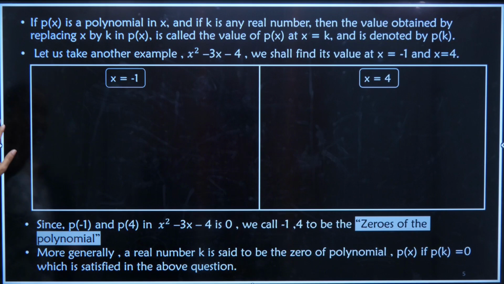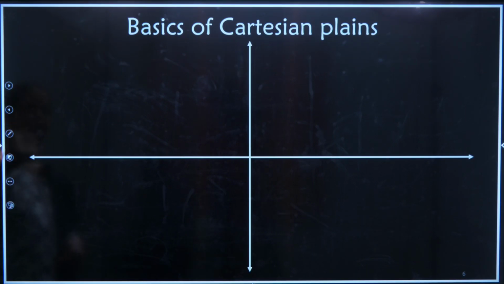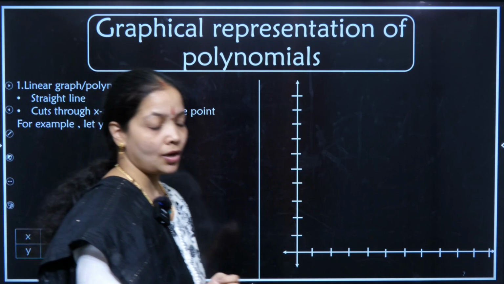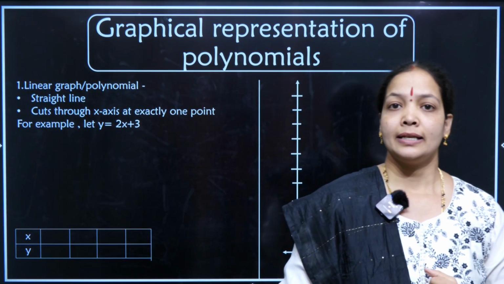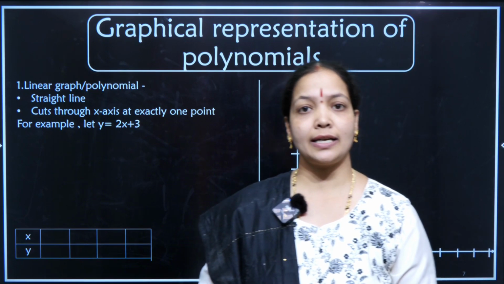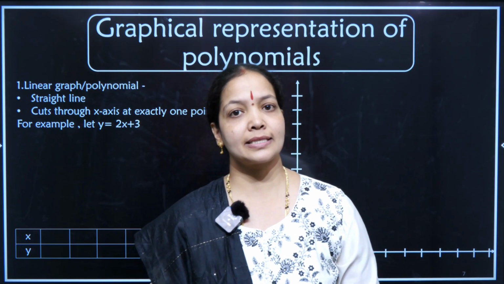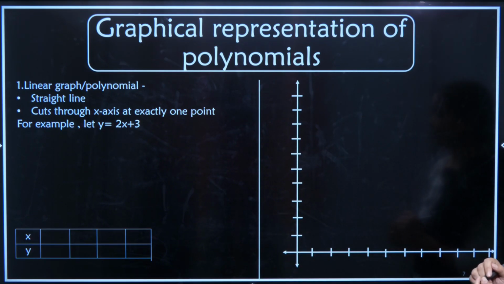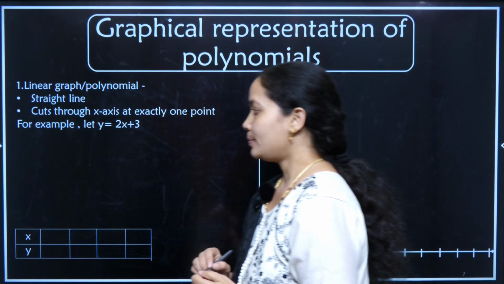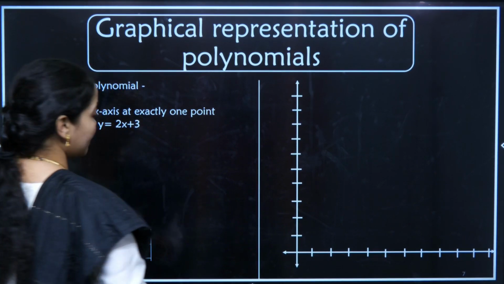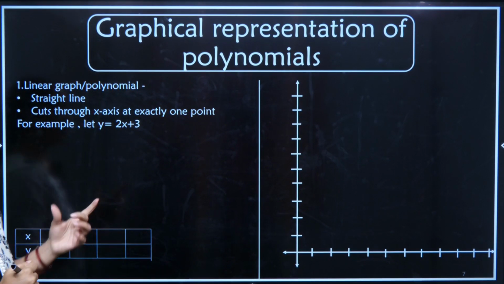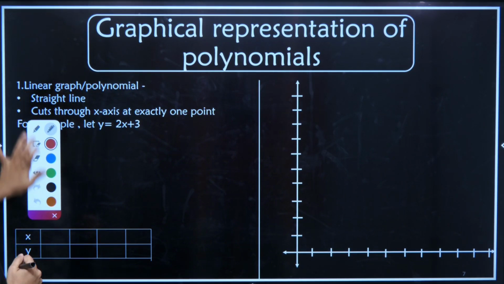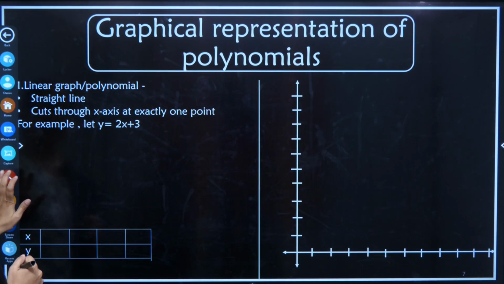Moving on to the next content of the chapter. The next content is graphical representation of polynomials. Before this, why did we take the Cartesian plane? In order to make your basics clear, simple and easier. Let us understand what graphical representation is. Graphical representations are basically done for equations with two variables. If I am taking an equation called y equal to 2x plus 3.